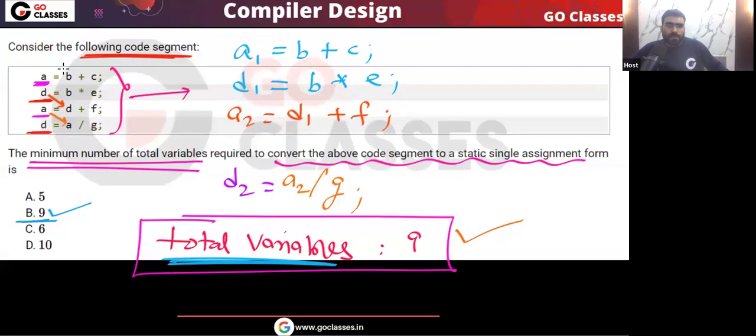You can make it A1. Similarly, you can keep it D. You can make it D2. Okay, so something like that. I hope you understood. Okay, so very simple. For this question, the answer will be 9.